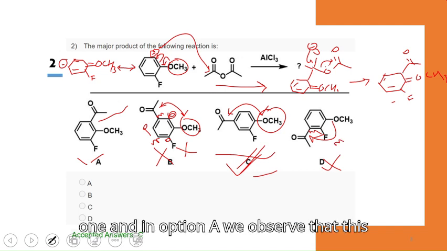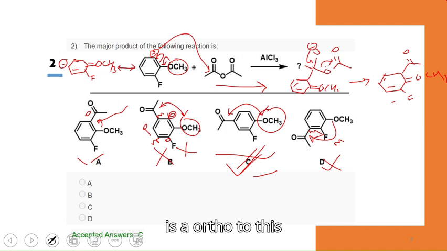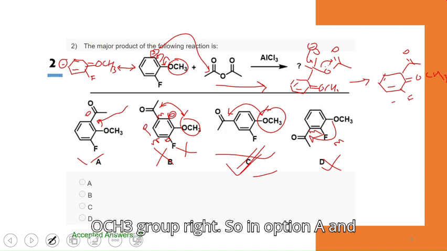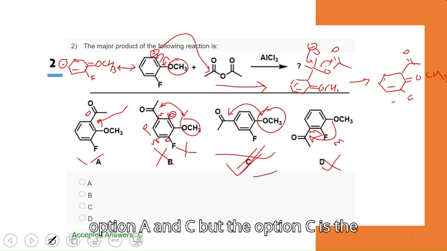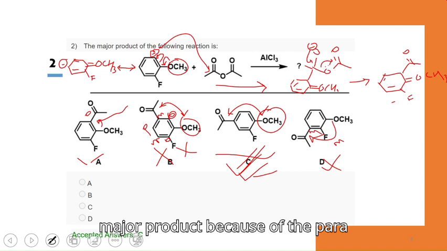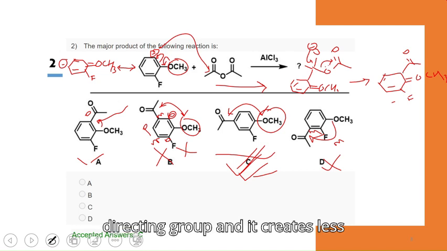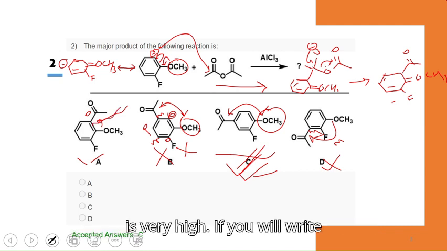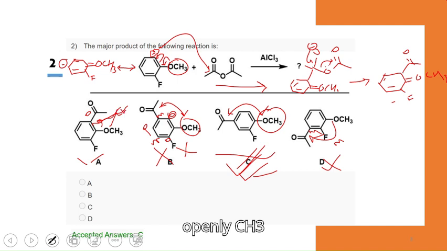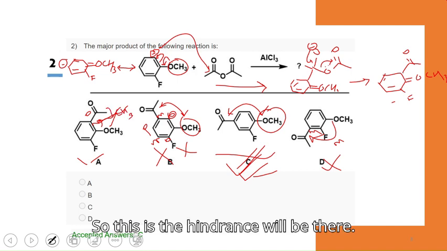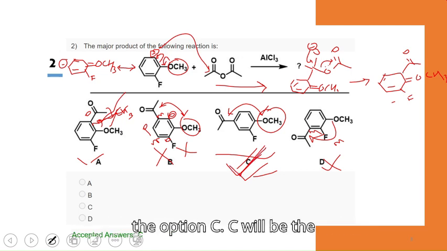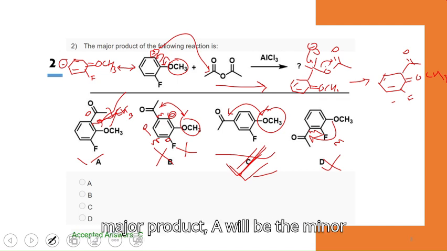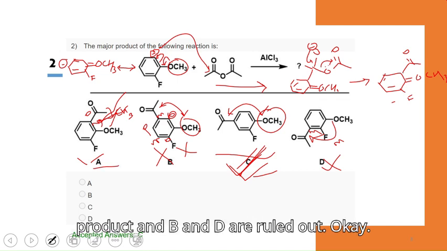And in option A we observe that this is ortho to this OCH3 group, right? So options A and C could be the possible answer, but option C is the major product because of the para directing group, and it creates less hindrance. Here you can see the hindrance is very high. If you write it openly, CH3, the hindrance will be there, right? Because of hindrance it becomes less stable, and the major product will be option C. C will be the major product, A will be the minor product, and B and D are ruled out.